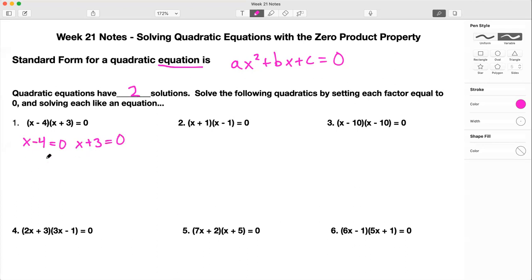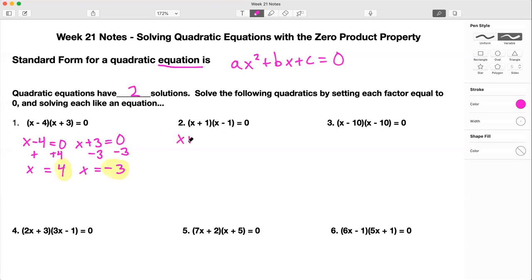So what we're going to do is solve each of these like an equation. Really what we have is an equation right here. So we're going to add 4 to both sides. Remember, just like solving equations in the beginning of Algebra. So x equals 4, and then over here, we subtract 3, and then x equals negative 3. So the two solutions for number 1 are 4 and negative 3. Two solutions, okay?